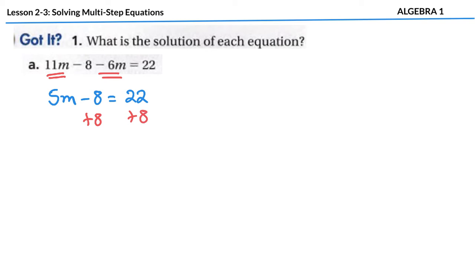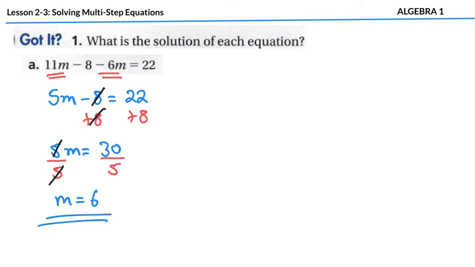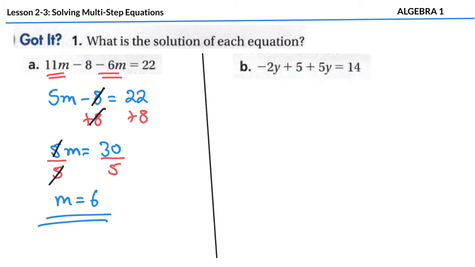So, what does this become? 5m is equal to 22 plus 8, 30. How will I remove the 5? Divide by 5 on both sides. What happens? m is equal to 30 divided by 5 is 6. This is the solution of the equation. Great. Let's look at this.